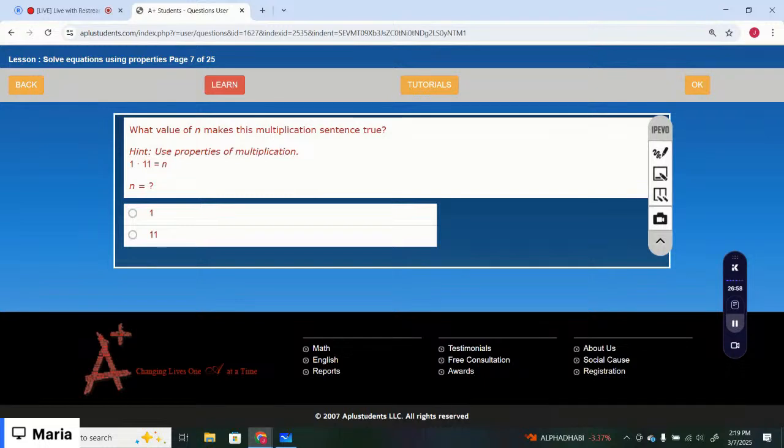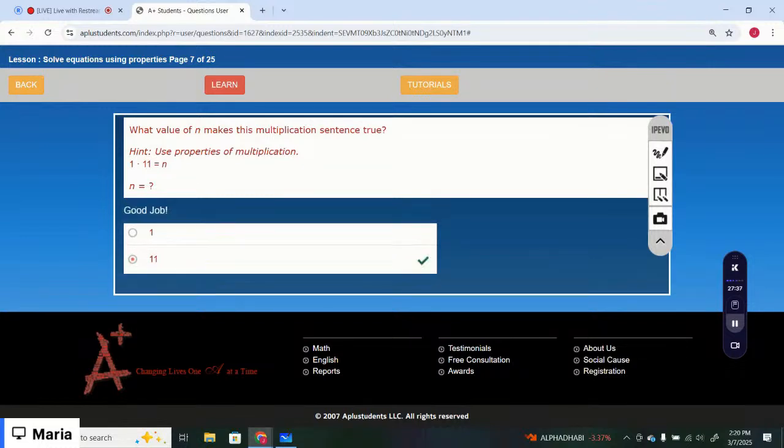What value of N makes the multiplication sentence true? 1 times 11 equals N, so N equals 11. 11 times 1 equals 11, so N equals 11. Option number 2 is the correct option.